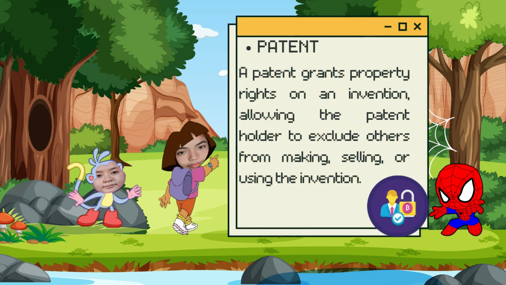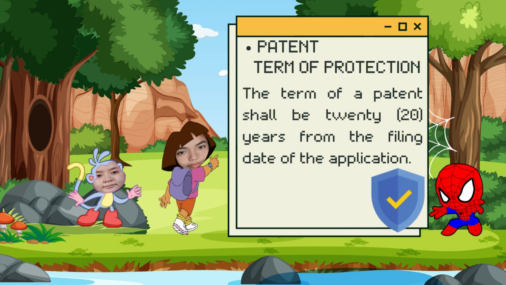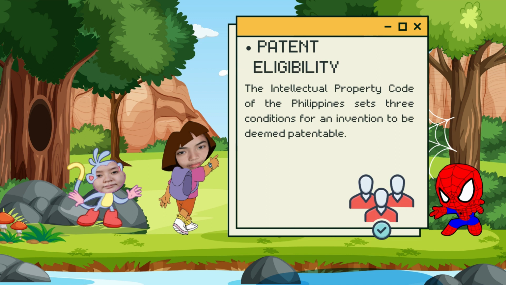The first type of intellectual property is patent. Patent protects technical inventions in all fields of technology, a right to stop others for a limited period from making, using, or selling the invention without their permission. Examples: iPhone design, swipe feature. Next, we have the term of protection: 20 years from the filing date of the application. The eligibility of patent: it has to be new, involve an inventive step, and be industrially applicable.